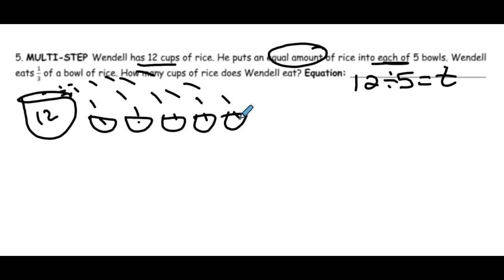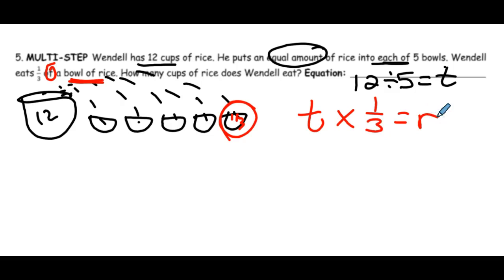Okay, now after we know that, it says that Wendell eats 1/3 of a bowl. So let's say this is the bowl. He's going to eat 1/3 of what's in there. I hear a clue word in there. You know what my clue word is? Of. He's eating 1/3 of that bowl. So that means the answer I got is going to be T. So the answer of T, however much was in that bowl, times 1/3 is the amount of rice that Wendell is eating. Okay, guys, good luck. This is your last question, so pause, solve it, go check it on the answer key.